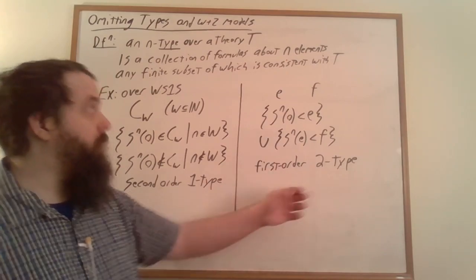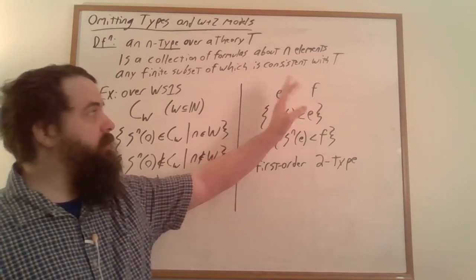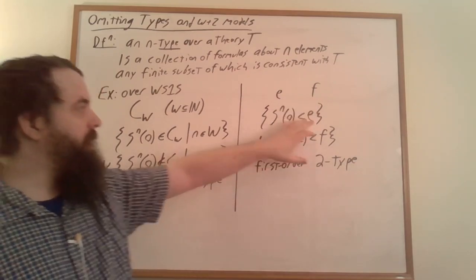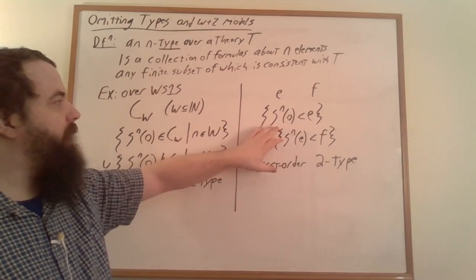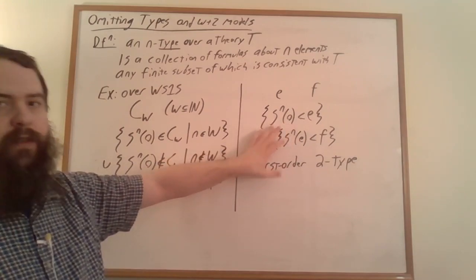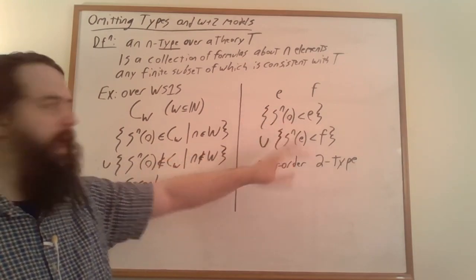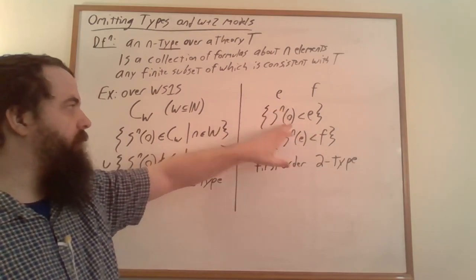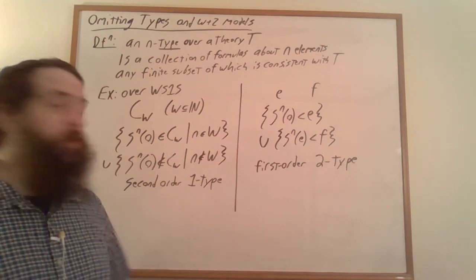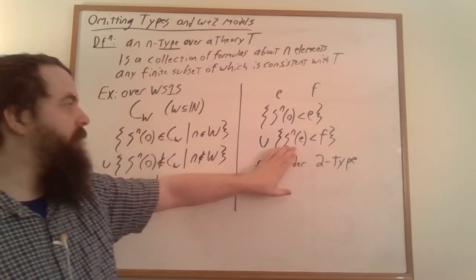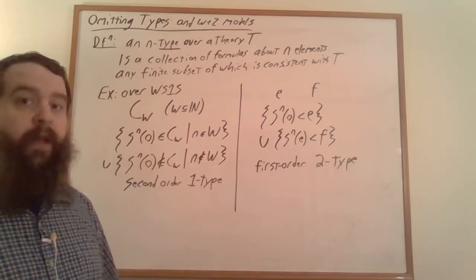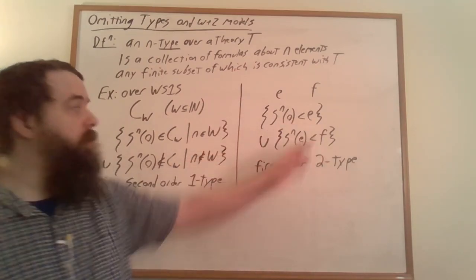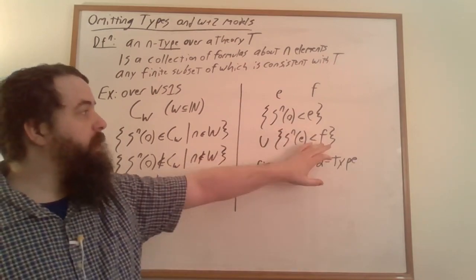The other type that we're going to want to talk about in this video is a first-order 2 type. We're going to have two constant symbols / variables, e and f, and we're going to want to specify that e is larger than the nth successor of 0 for every n, so we're going to have a separate formula for every n specifying that e is larger than the successor n of 0. And we also want to specify that f is larger than the nth successor of e.